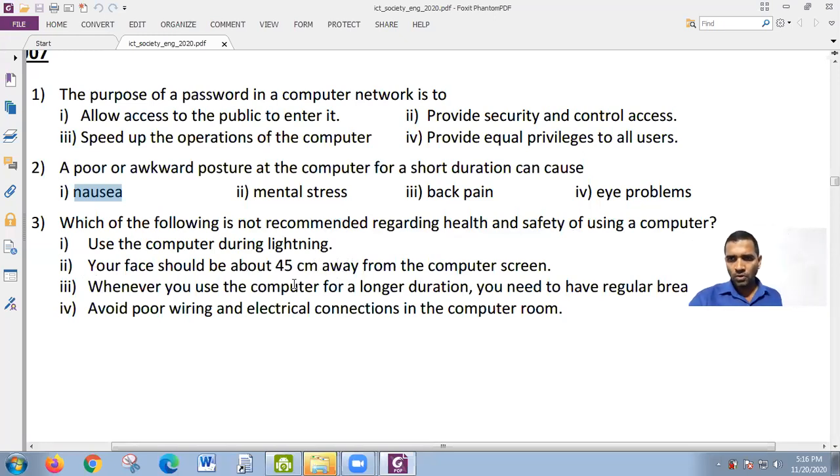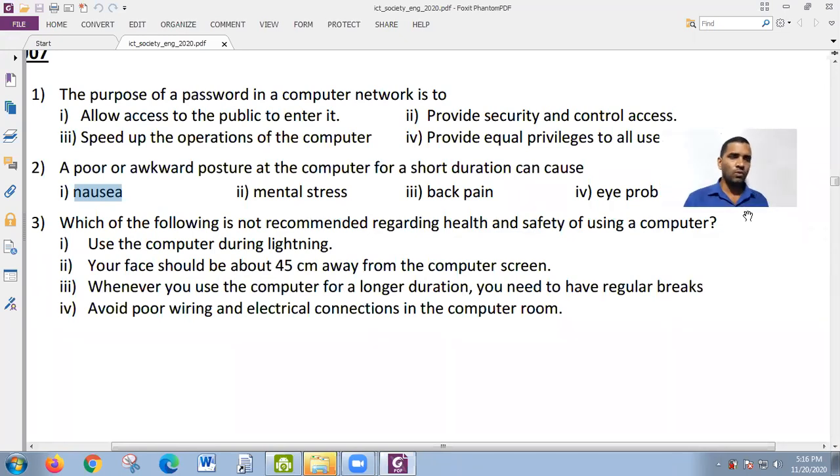Your face should be about 45 centimeters away from the computer screen. Yes, that is correct, right? We discussed that whenever you use a computer for a longer duration, you need to have regular breaks. That is okay. Avoid poor wiring and electrical connections in a computer room. That is also right. If you have poor wiring, which means your electric wires are not properly connected or fixed, electric shock is always possible, right?